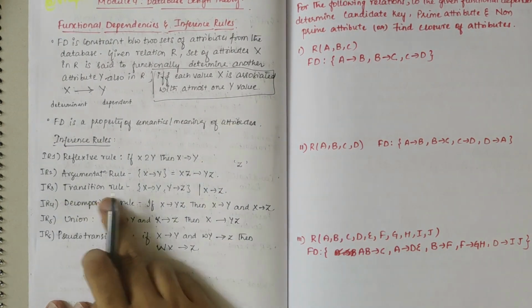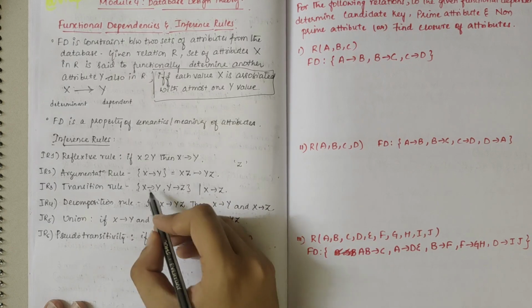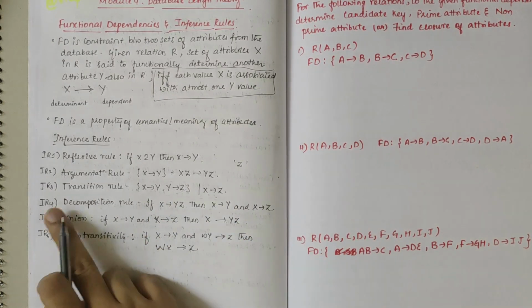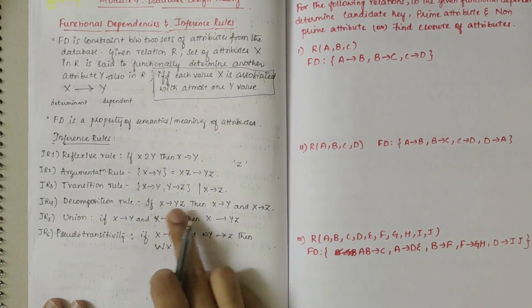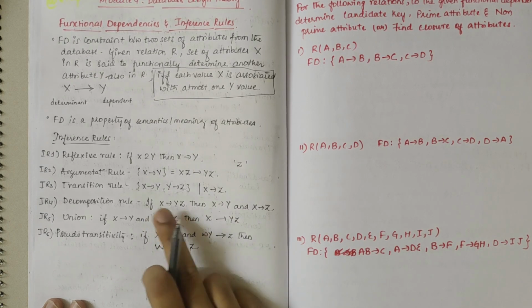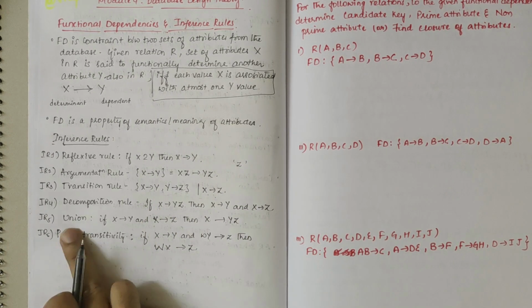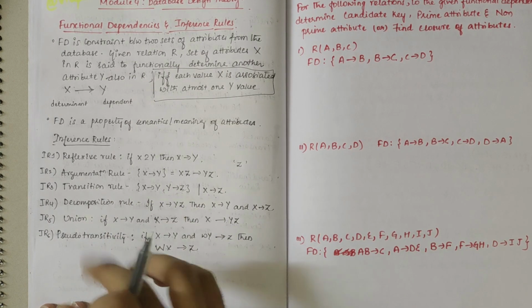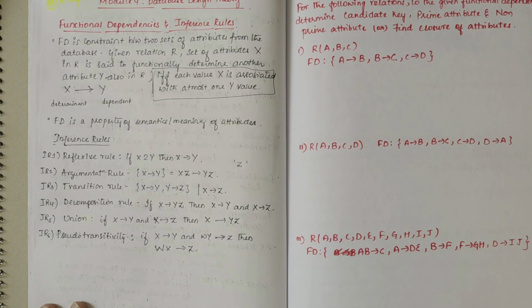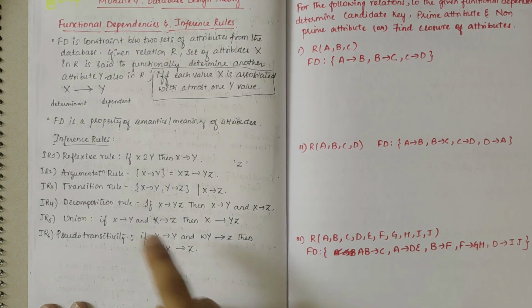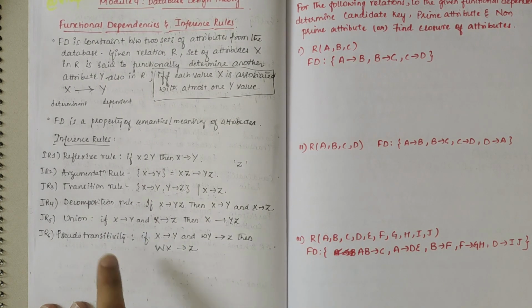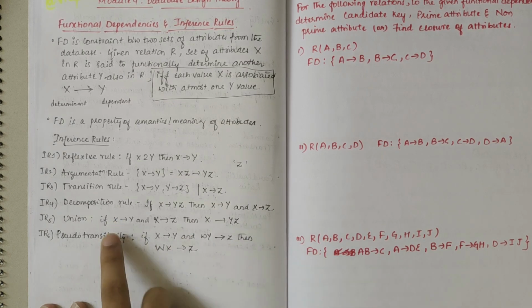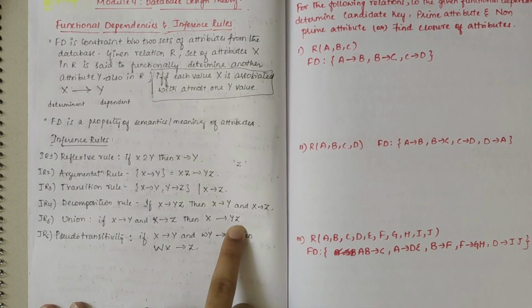Then we have the transitive rule. If X determines Y and Y determines Z, then we can write X determines Z directly. Then we have the decomposition rule. X determines YZ. That means X can determine Y and X can determine Z also. Then we have union. If we union X determines Y and X determines Z, in order to union, you need to have a common attribute. Here the common attribute is X. So you can combine them in such a way that X determines YZ.